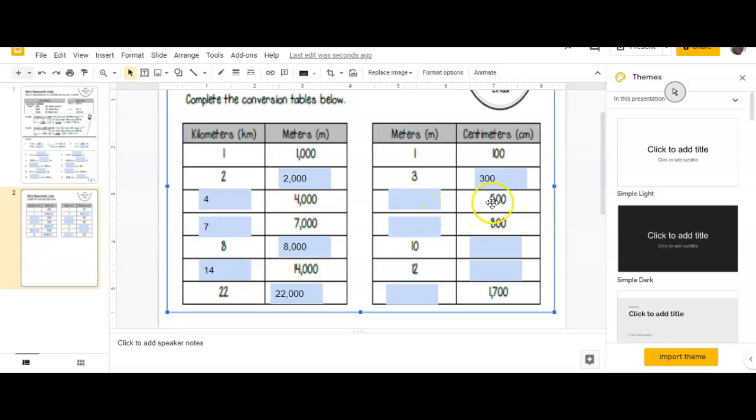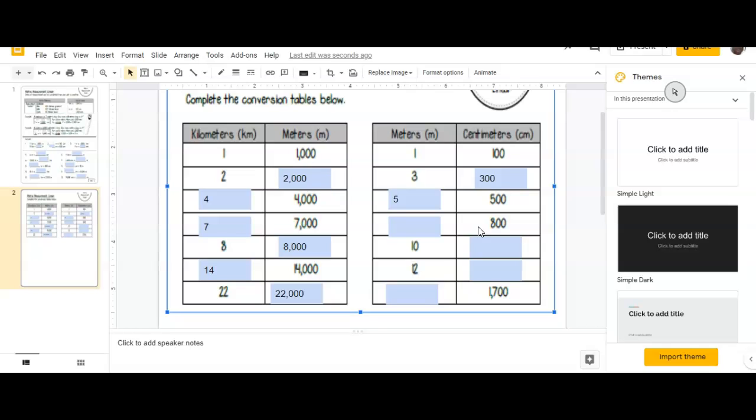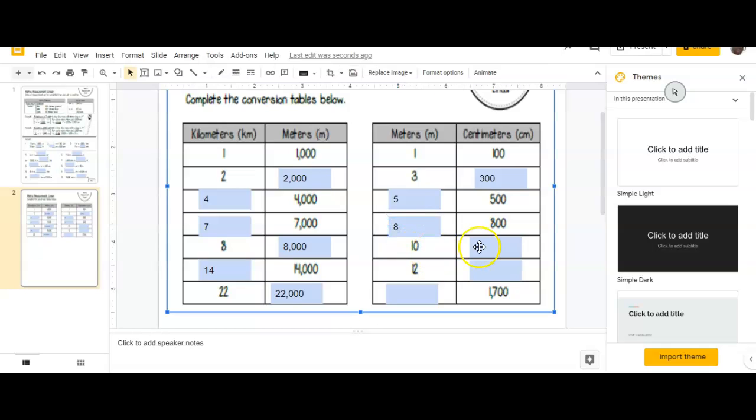So how many groups of 100? How many hundreds do I have in this 500? That's right, 5. So let's look at, if I have 800 centimeters, how many meter sticks is that actually? So how many hundreds are in 800? 8. If I have 10 meters, that's 10 groups of 100. This is one of those tricky ones. So what is 10 times 100?